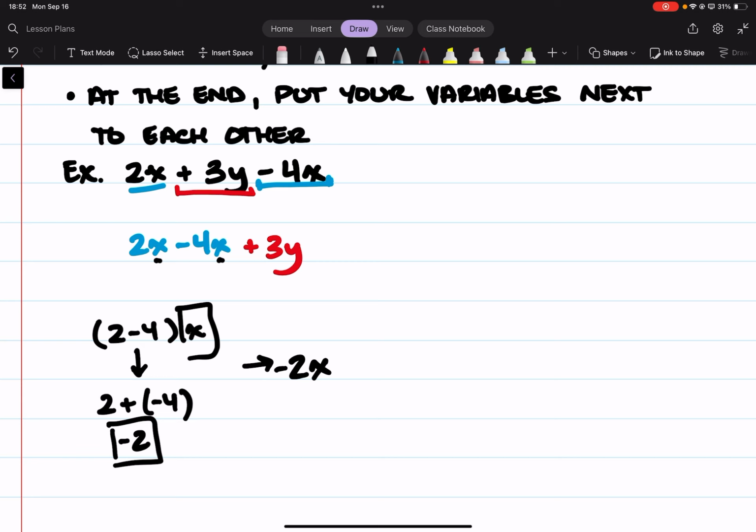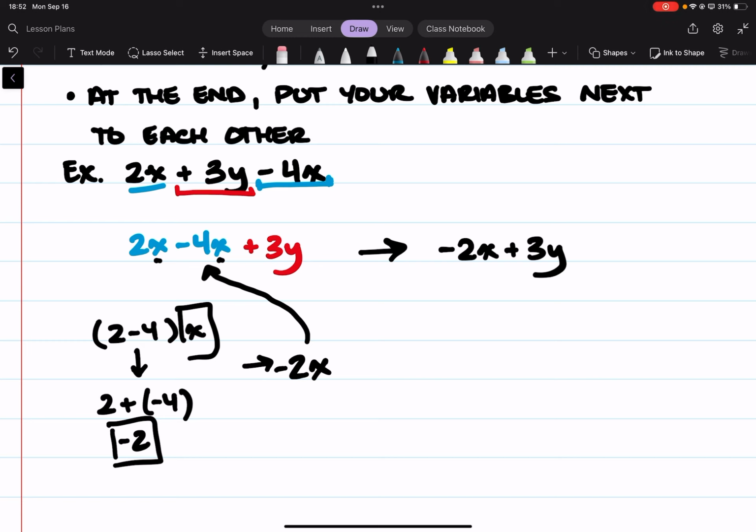All right, so it's negative 2x, and now I got to put this back and replace this number right here. Kind of looks a little bit trickier and messier, but it kind of works, right? And then, so then I'm left with negative 2x plus 3y. And that is it.